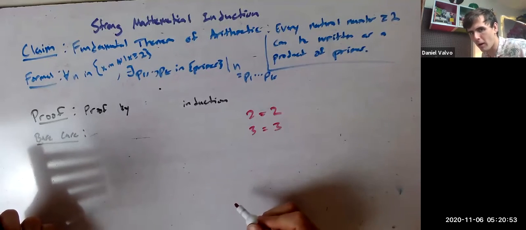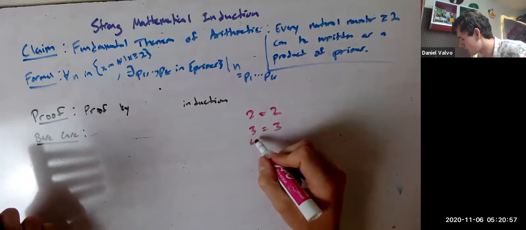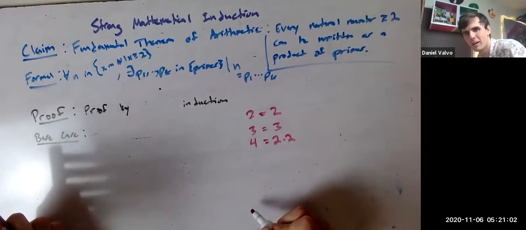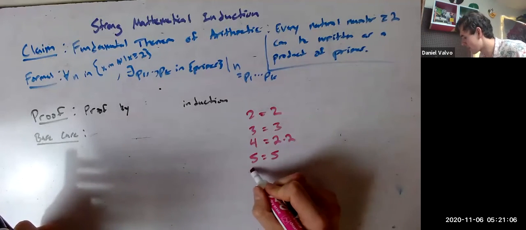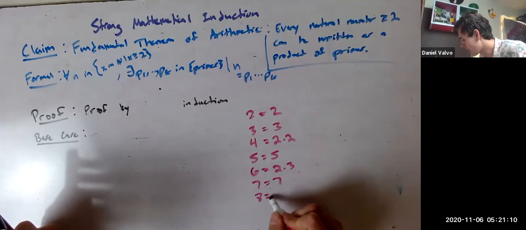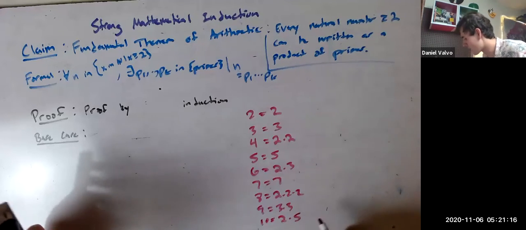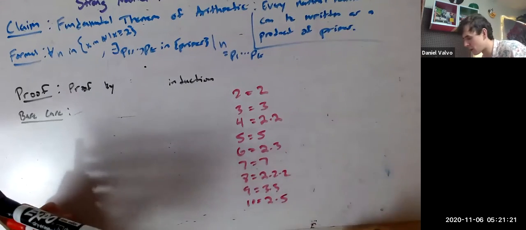But then 4, all of a sudden, is 2 times 2. 5 equals 5. 6 is 2 times 3. 7 is 7. 8 is 2 times 2 times 2. 9 equals 3 times 3. 10 equals 2 times 5. These are all the prime decompositions for each of these numbers going through.